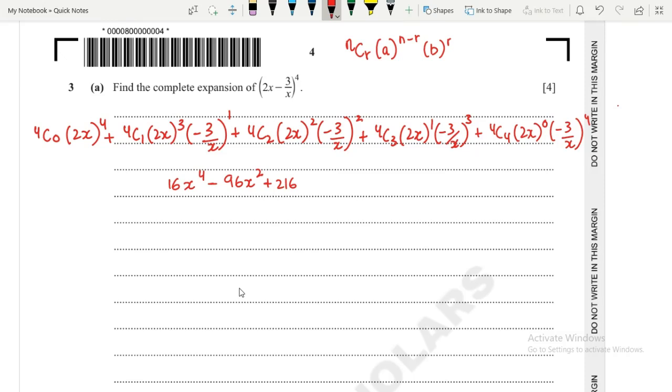Okay, let's calculate for the 4C3. It becomes 4C3 into 2 into 27, it becomes minus 216, and because there is a power of 3 on the x in the denominator, it becomes x squared in the denominator. And let's work it out for the 4C4. 4C4 into minus 3 to the power 4, it becomes 81. So it comes out as plus 81 over x to the power 4. So this will be the complete expansion of this whole binomial.